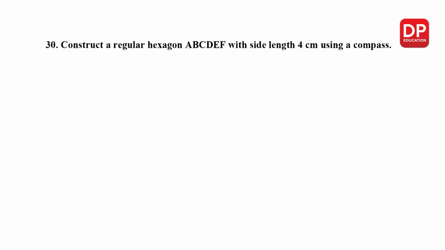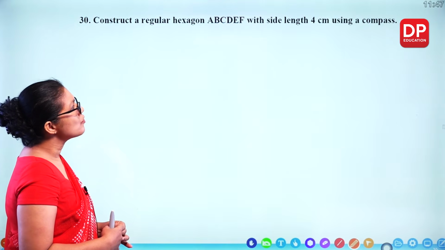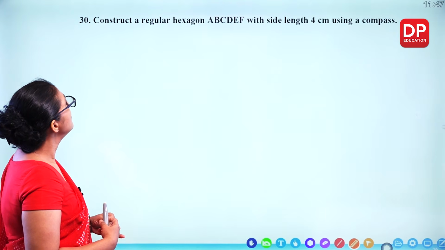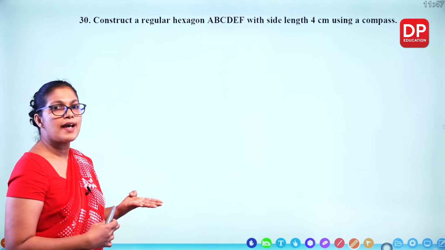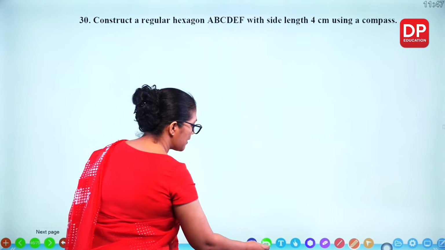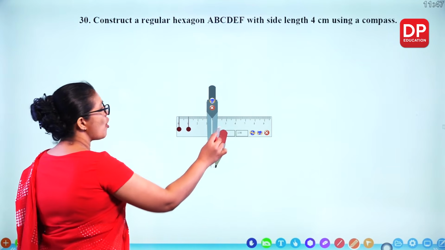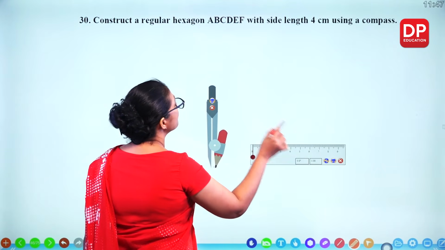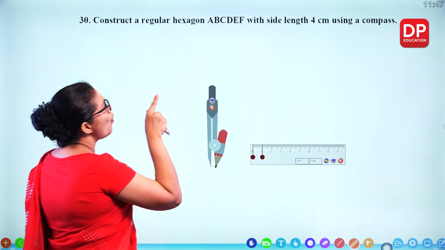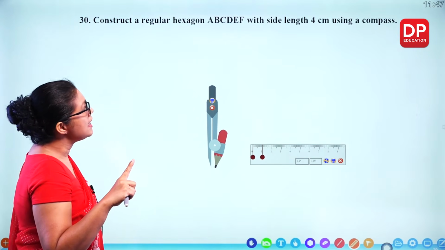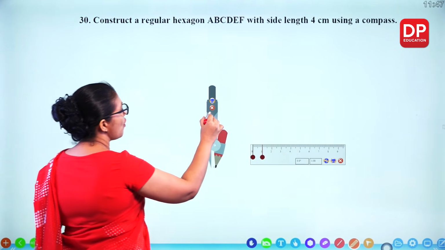Construct a regular hexagon ABCDEF with side length 4 centimeters using a compass. So we need to draw a regular hexagon. Hexagon means 6 sides. So what we do, we take the compass and the ruler in your geometry set. We take a 4 centimeter length from the compass.